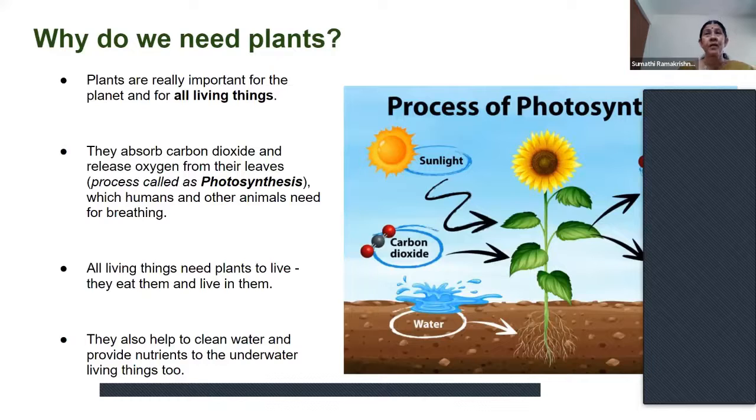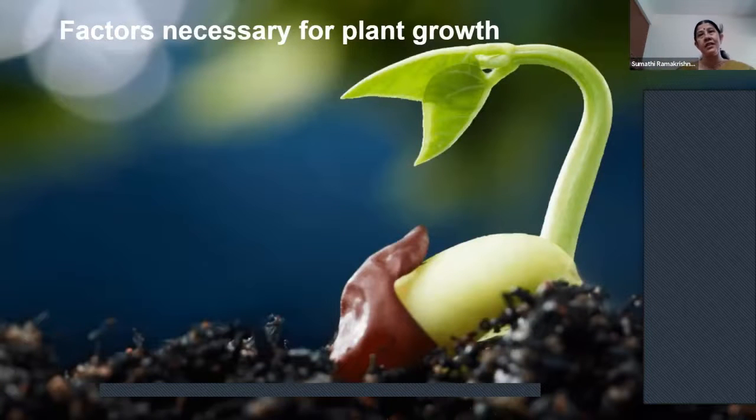Then you can say, name the food made by plants, what it is. You can ask. Then what are the factors necessary for plant growth?